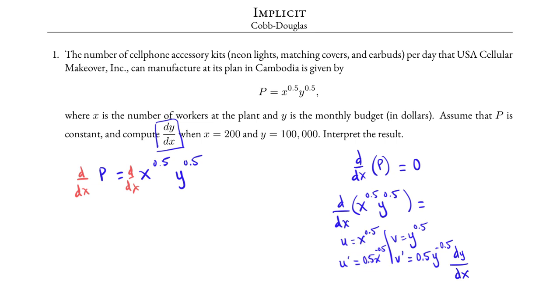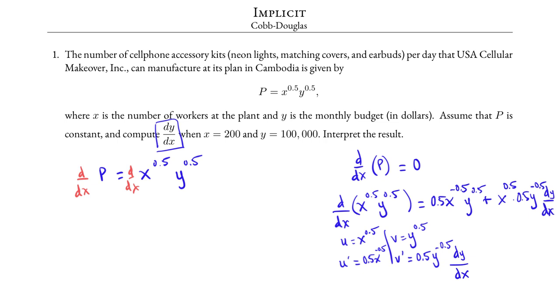For v, the variable is y, so when we take the derivative with respect to x, a different variable, we take the derivative like we would normally do, but we need to multiply by the differential factor dy/dx. The derivative of the product is therefore u prime, 0.5 x to the negative 0.5, times v, which is y to the 0.5, plus u, x to the 0.5, times v prime, 0.5 y to the negative 0.5, but then we would need a dy/dx factor.